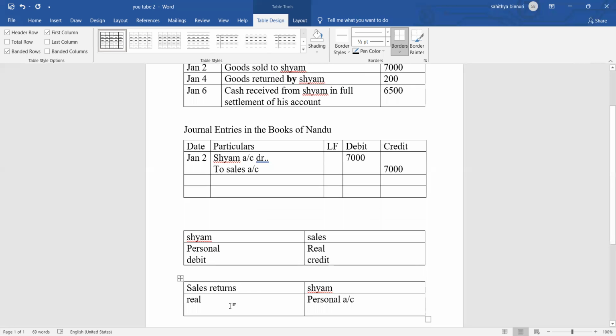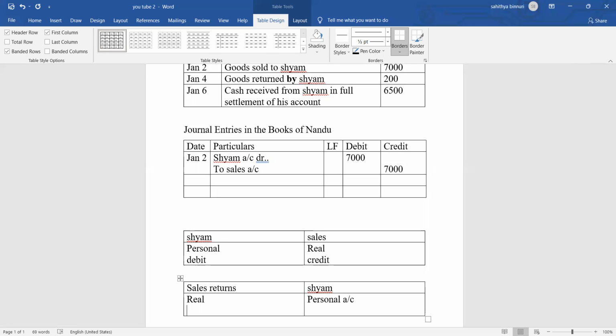Now, when Sham is coming and giving you the goods, because he's a customer, he has the right to return his products when he's not satisfied. Whenever a customer feels the goods are defective and is not satisfied, you have to receive the products from them, because being a businessman, if you want to survive long run in your business, customer satisfaction should be our priority. So out of 7,000 worth of goods, he is not returning everything on Jan 4th. He's giving back only 200 worth of goods. So now we will see which should be debited and which should be credited for this 200.